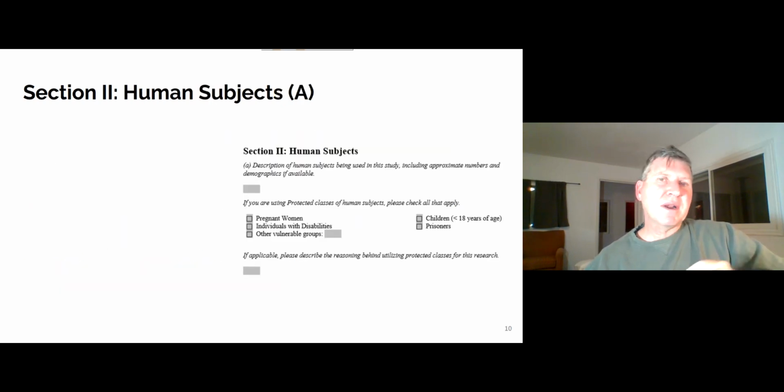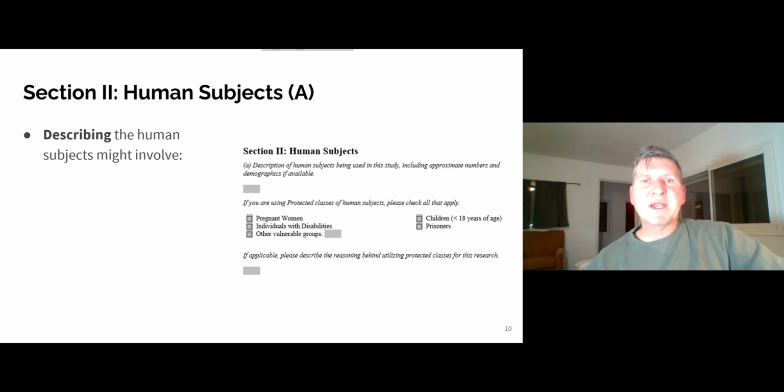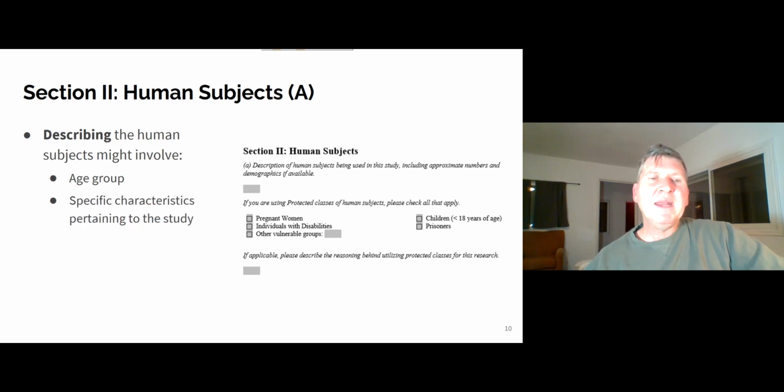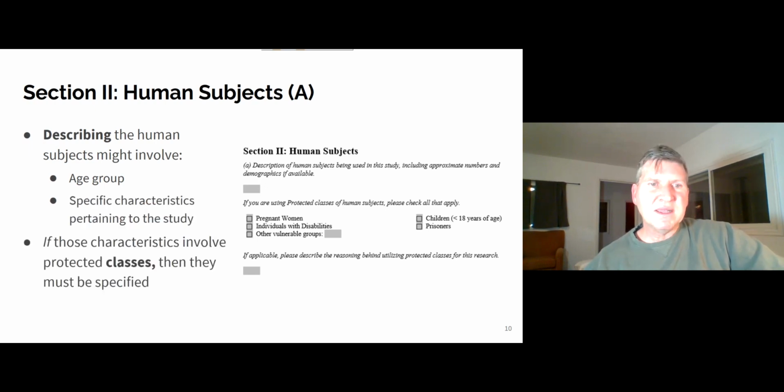In section 2, part A, we need to talk about the human subjects. So we're going to describe the human subjects, which may involve which age group or demographic we're going to get these participants from, and any particular characteristics pertaining to the study. So you can see here there are some protected classes: pregnant women, individuals with disabilities, other vulnerable groups, such as people who may have dementia, children who are under 18 years of age, and then prisoners. And then if applicable, you have to describe the reasoning behind using these protected classes.